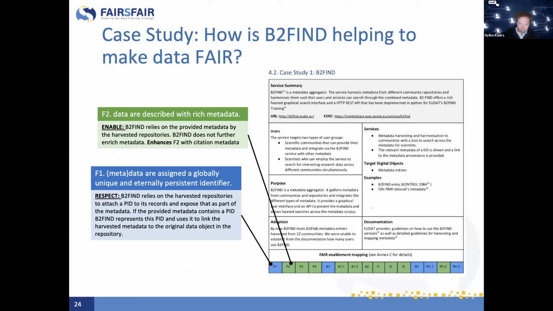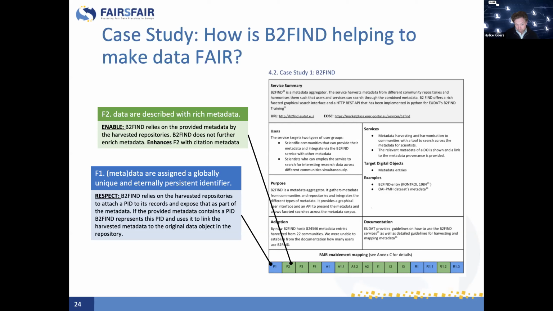So really, to give two illustrations of that, the full mapping you can find in the report that we have published so far. But just to illustrate some of the things that we find, for example, and here again taking B2Find as an example, looking at FAIR principle F1, the first of the findability ones, where metadata are assigned a globally unique and eternally persistent identifier.